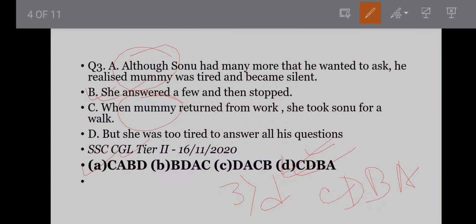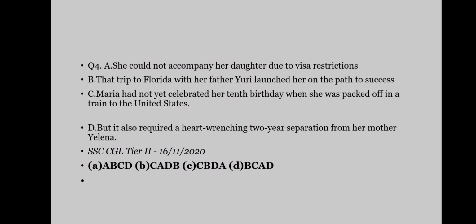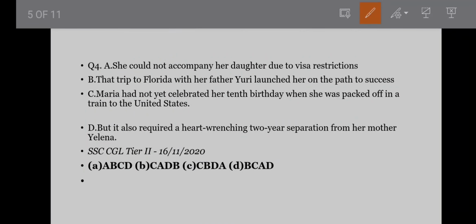Coming to the next one. Question number 4. We're going to say here "she could not accompany her daughter," so again it's "she." "That trip to Florida," that trip, there should be a trip Maria had. So here we can see Maria, so C is the first one, so it can be either B or C.